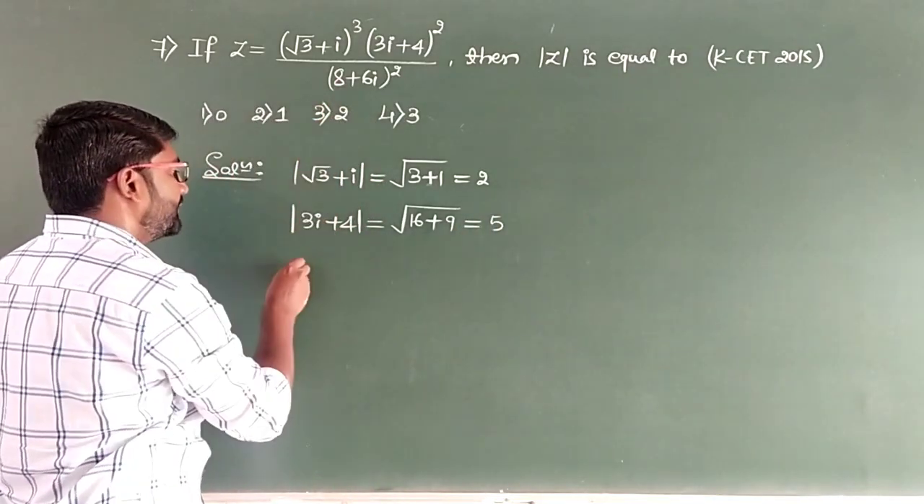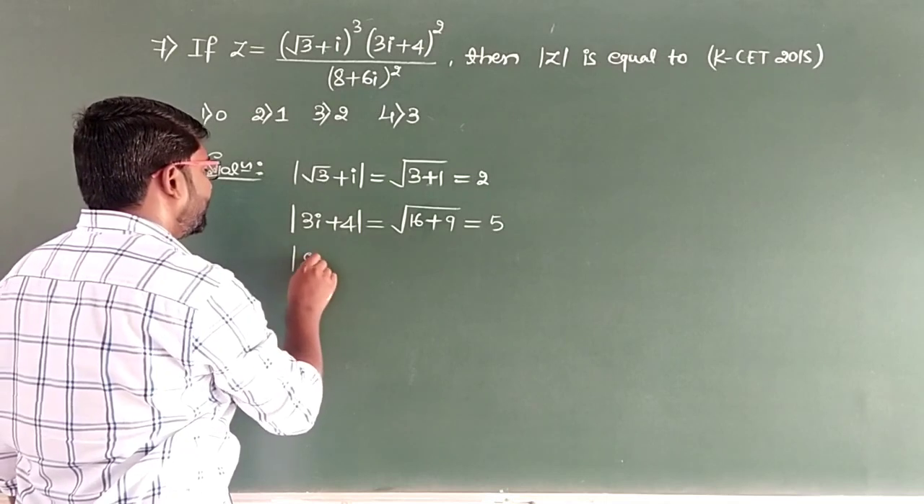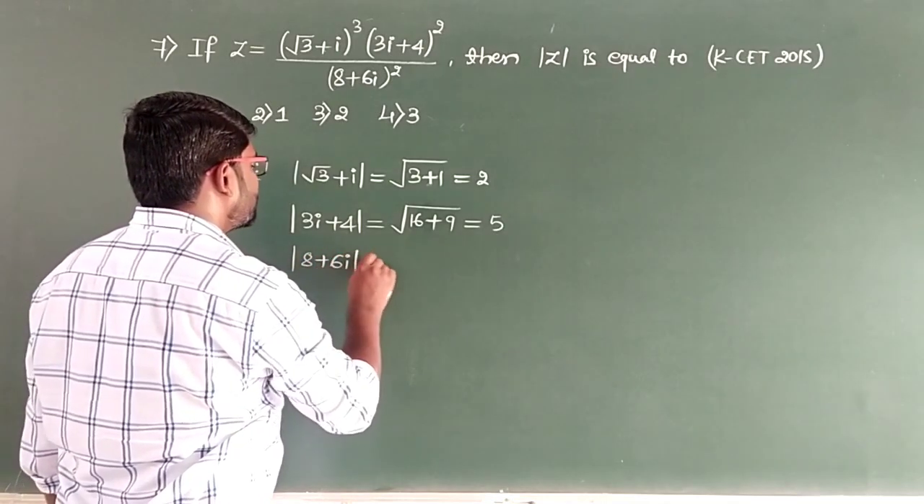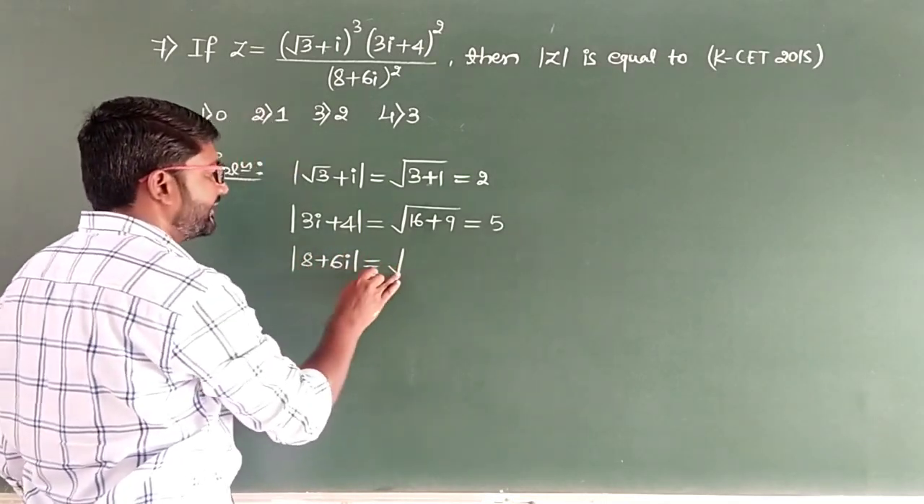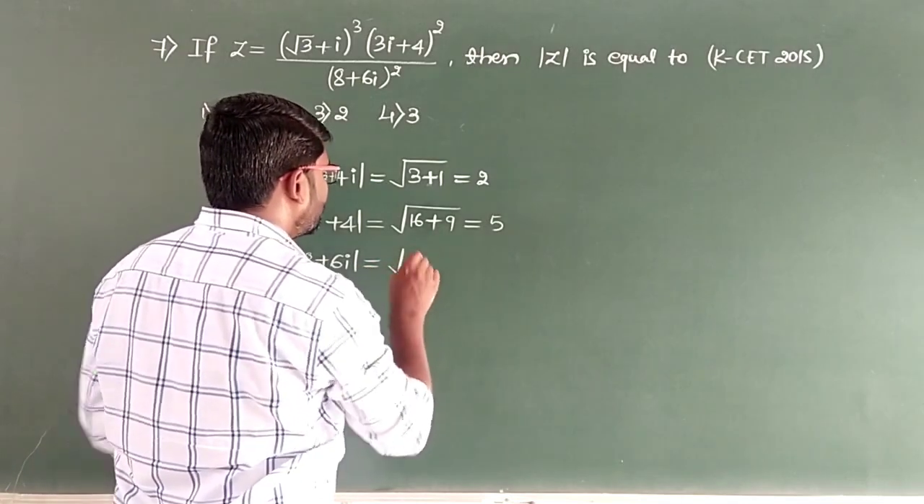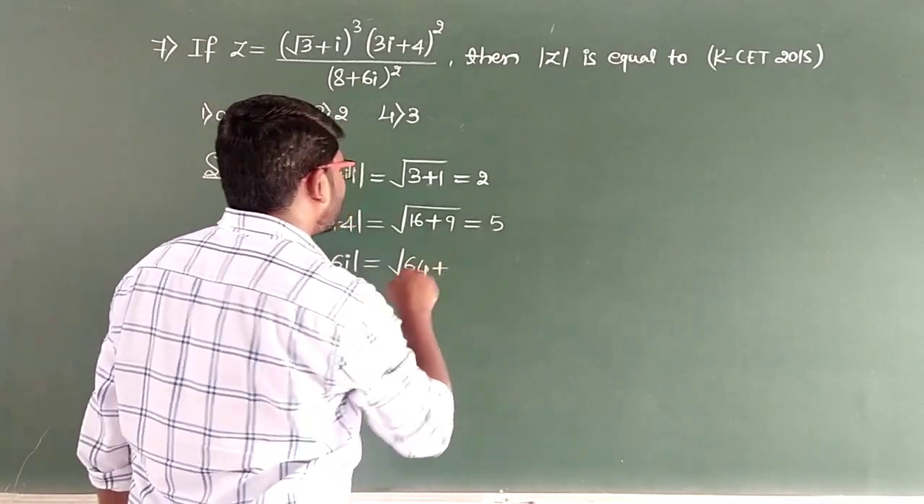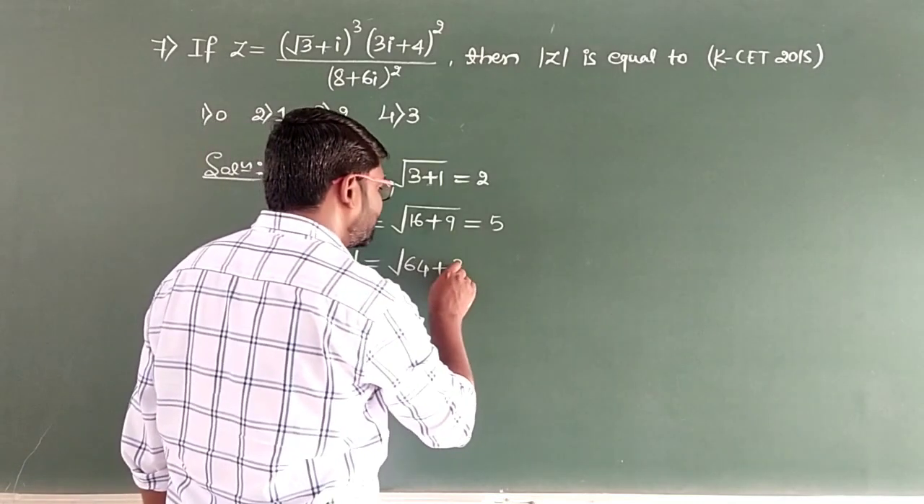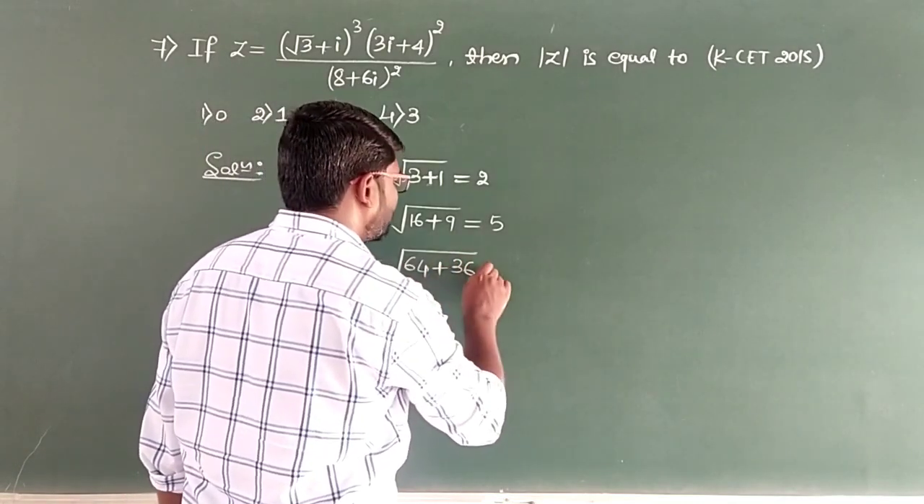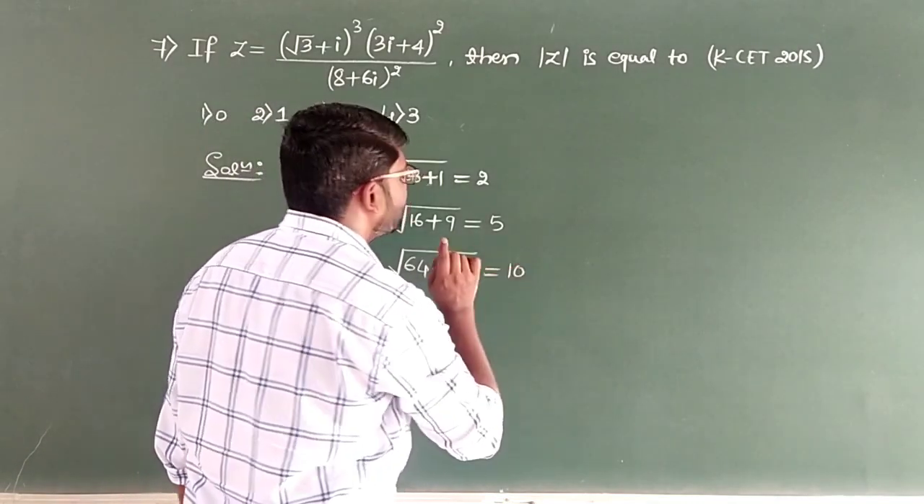Now we will have to take the modulus of the denominator, 8 plus 6i, which is equal to square root of square of the real part, it will be 64, then plus square of the imaginary part we get 36. So overall this becomes 100, square root of 100 it is 10.